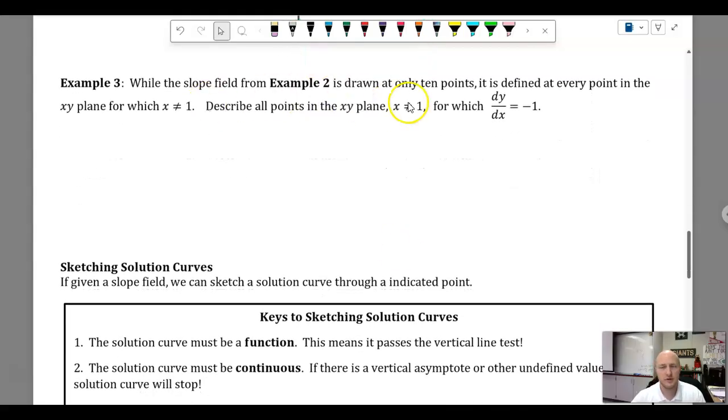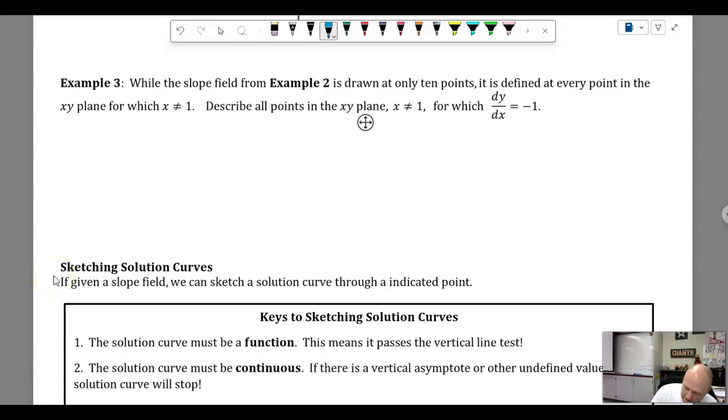While the slope field from example 2 is drawn only at 10 points, it is defined at every point in the xy plane for which x does not equal 1. Describe all points in the xy plane where x is not equal to 1, for which dy/dx is equal to negative 1. So let's look at this.